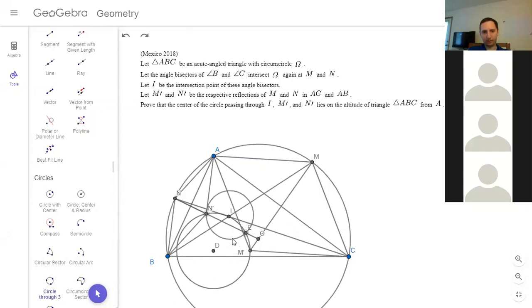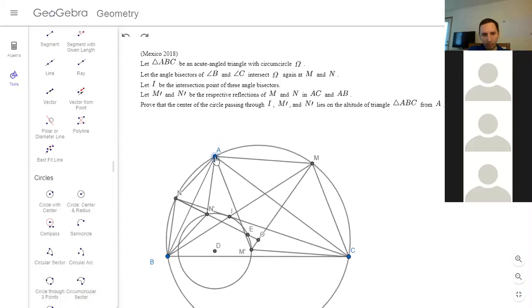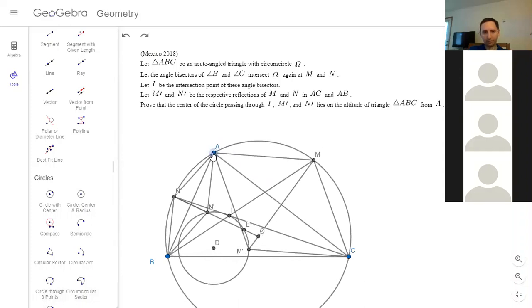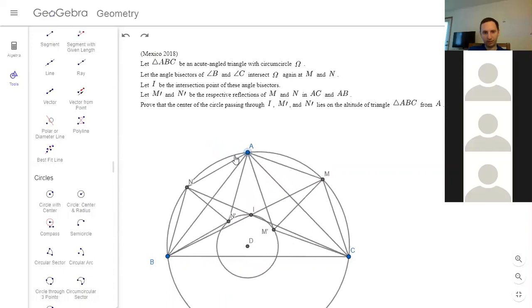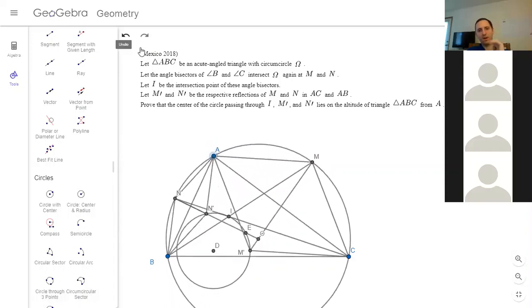Yeah, I don't think I'm going to be able to get a circle that passes through N prime and E. It almost looks like CI is tangent to that circle, but it can't be true because, yeah, whoops. Did you say what isn't true due to symmetry? That CI is tangent? CI is not tangent.